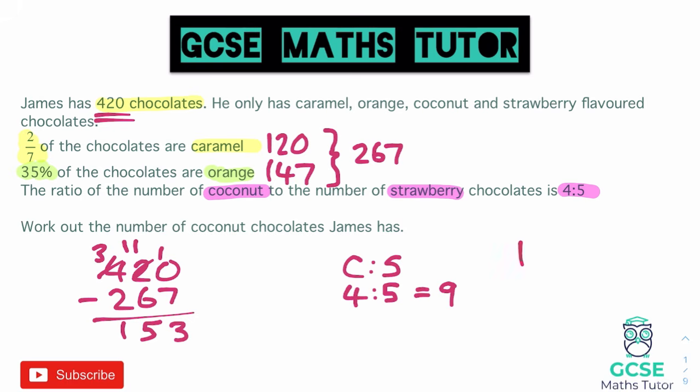So we've got 153 that we need to divide by 9. And if we're not doing this with a calculator, we'll divide that by 9 and see what we get. So 9 goes into 15 once with a remainder of 6, and then 9 goes into 63 7 times. So that leaves us with 17. So for this, 1 part is equal to 17.